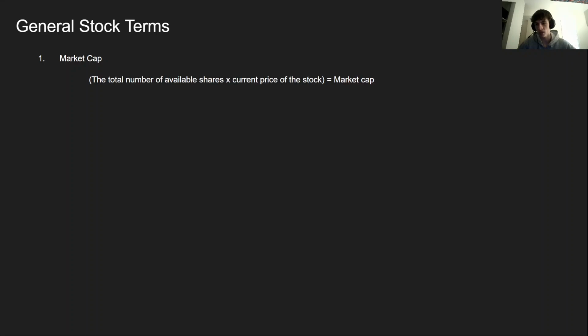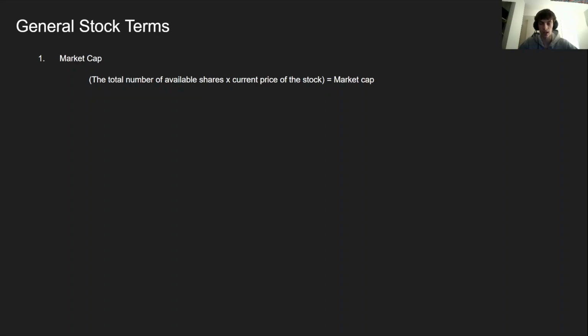And so, still going with this, these are general stock terms. So, this is a little bit more focused on individual stocks. So, market cap, the formula for market cap is going to be the total number of available shares, so just all of the tradable shares for a company, times the current price of a stock.